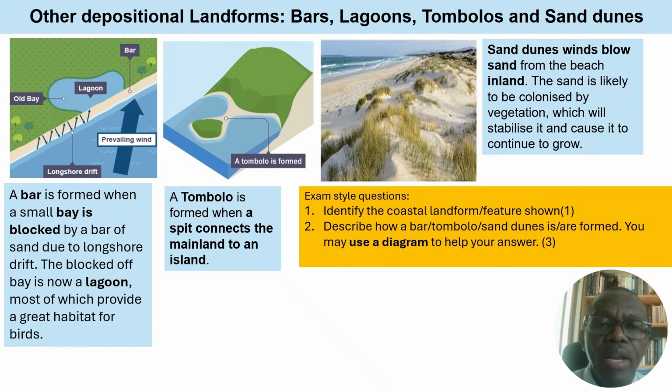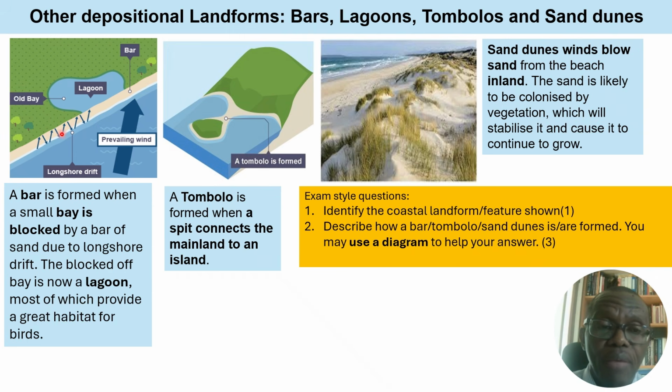Okay. Now, there are a number of other depositional landforms that we need to know about. And those here, obviously, as shown, are bars, lagoons, tombolos, and sand dunes. Now, let's start off with bars. Now, a bar is going to be formed across a bay.